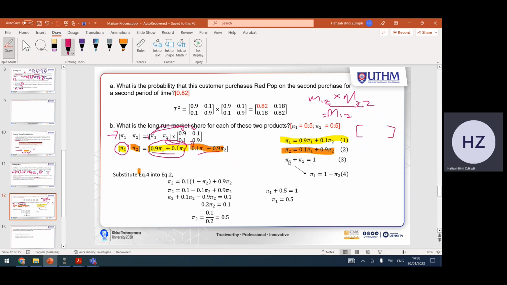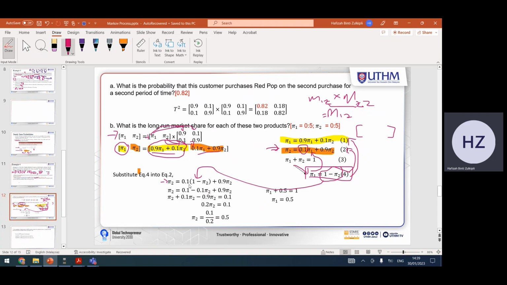So here I solve 3 first. I make sure pi 1 is the only variable on the left side, and the other variable will move to the right side. So I get this. When I get this, I can substitute into any of these equations to get the value of pi 2. So I substitute into this equation of pi 2. So pi 1, I substitute into this pi 1. So I got pi 2 is 0.1 times pi 1, so our pi 1 is 1 minus pi 2. Substitute in here, plus 0.9 pi 2.